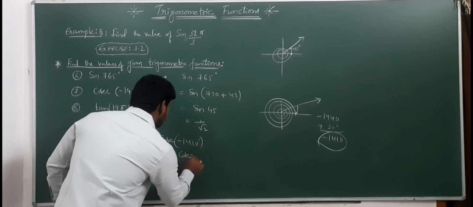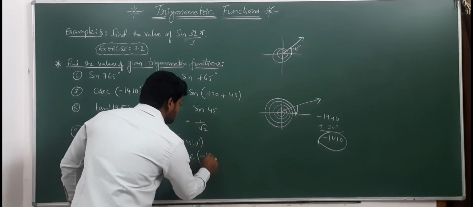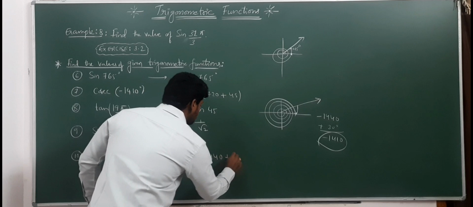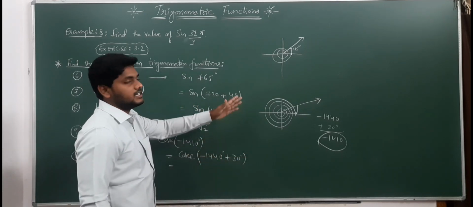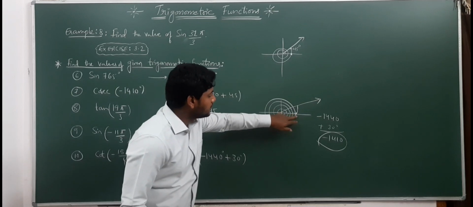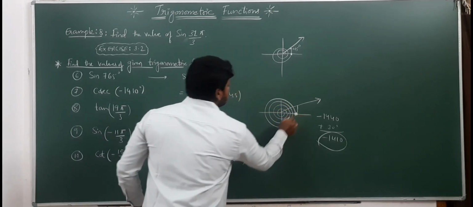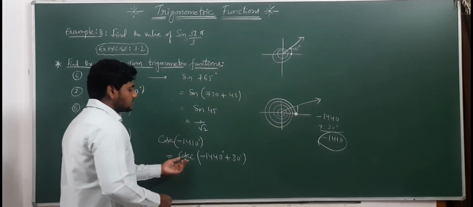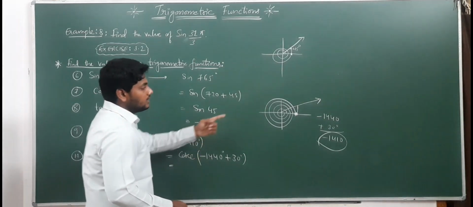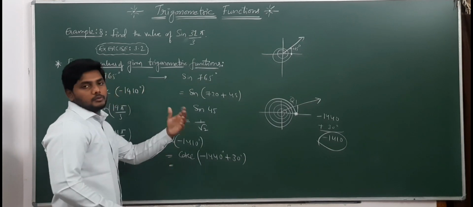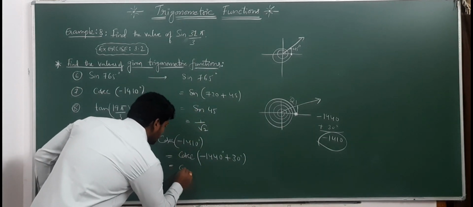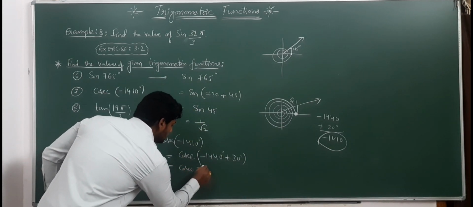So cosecant, how can we write? Minus 1440 plus 30 degrees. As it is an even angle, even angle means the function won't change. And that too it is in the first quadrant, Q1, so all trigonometric functions are positive. So we can write cosecant 30 degrees.